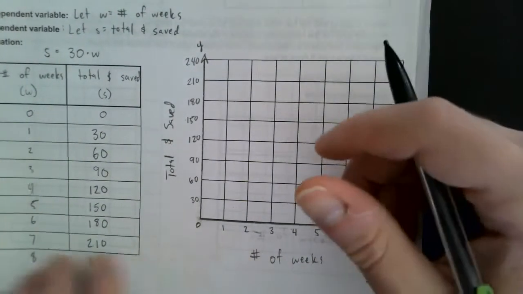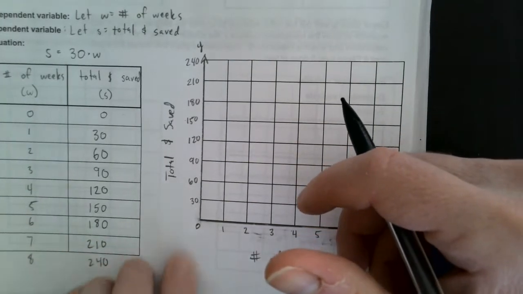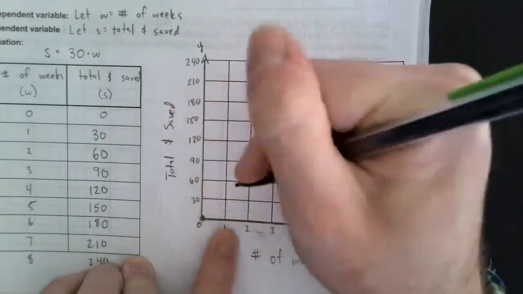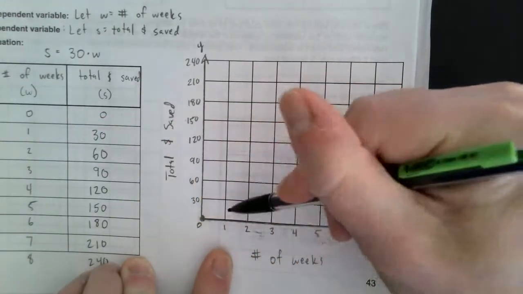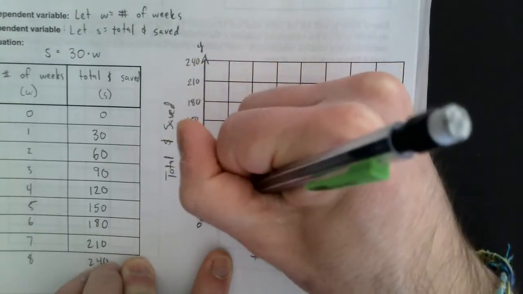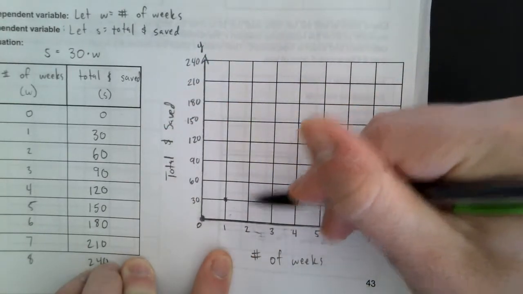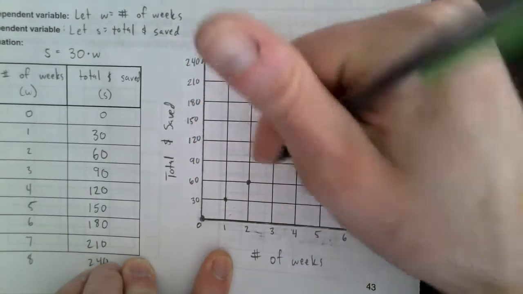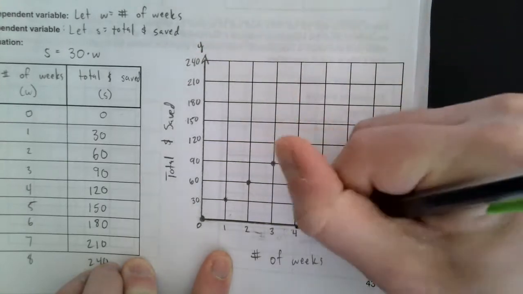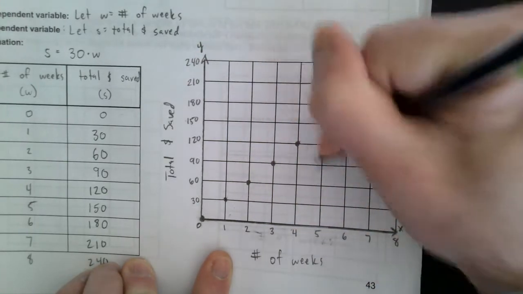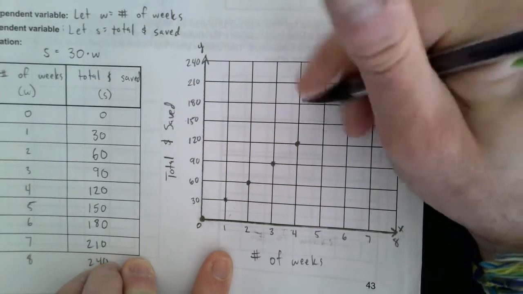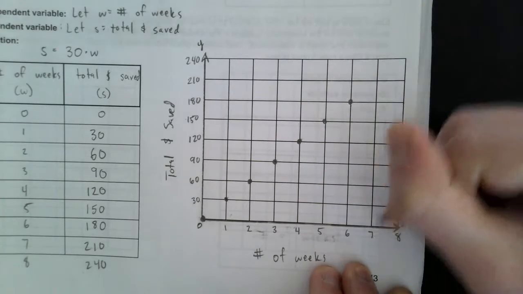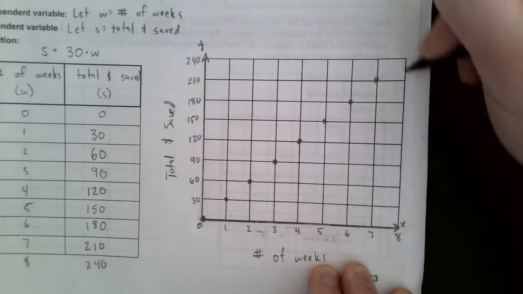Okay. All right, now that we've labeled it, set it up, let's plot our points. 0 weeks, $0. Right there. 1 week is going to be $30. 2 weeks, $60. You can see this is going up by 30 each time, just like the equation. 3 weeks, $90. 4 weeks, and it should be linear because this is a linear function. So it should make a straight line. 6 is going to be 180. 7 is going to be 210. 8 is going to be 240.